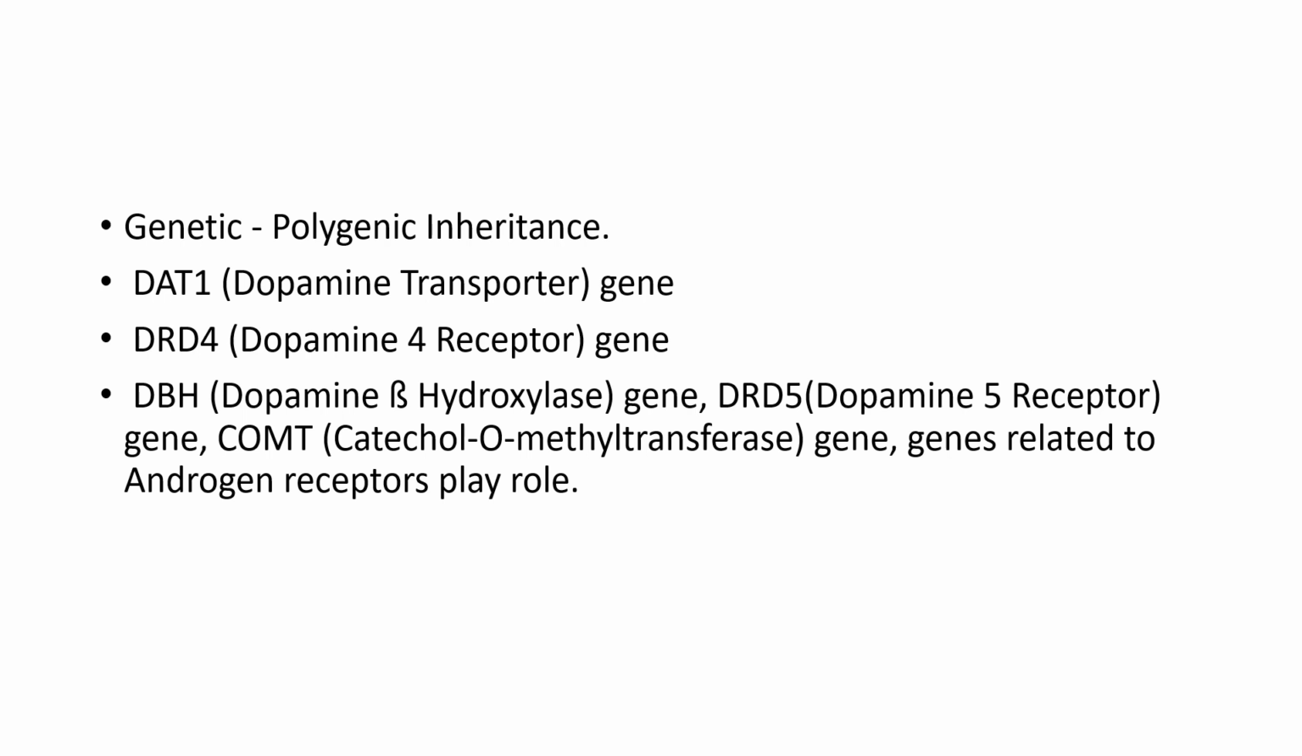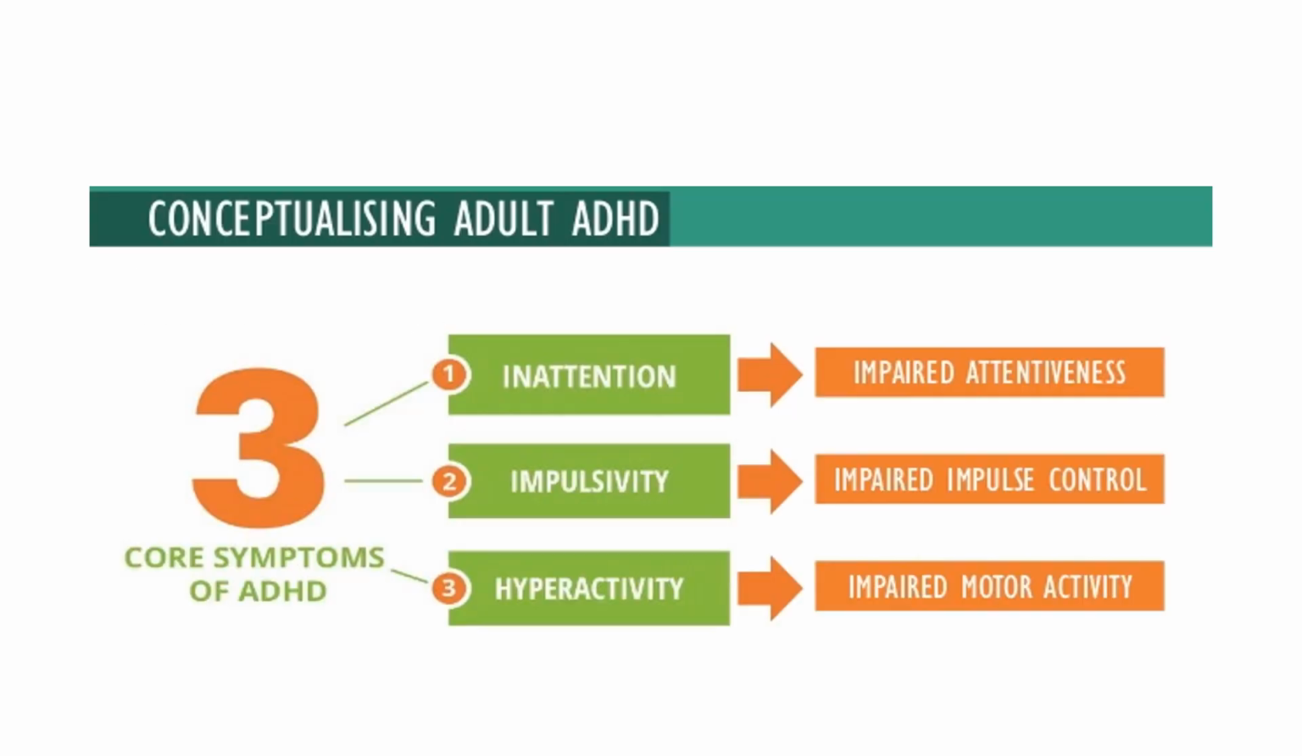Genetically, polygenic inheritance is present, which consists of DAT1, the dopamine transporter gene, and DRD4, the dopamine 4 receptor gene. Out of all of these, DRD4 is the one we have to concentrate on, because it has been researched enough that it is considered one of the causes of ADHD.